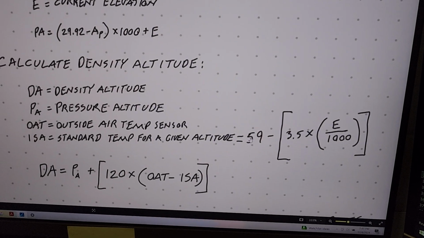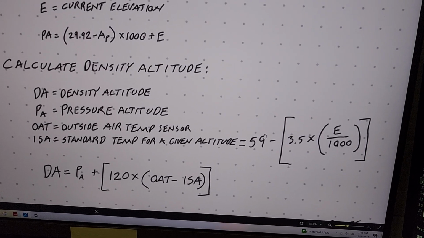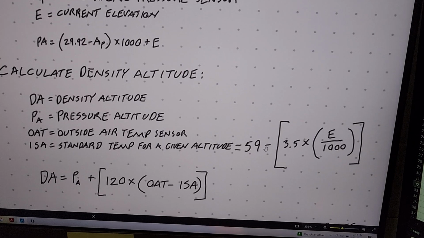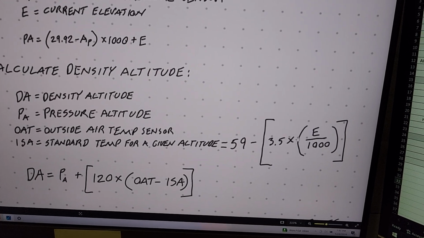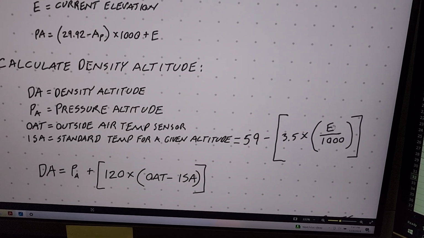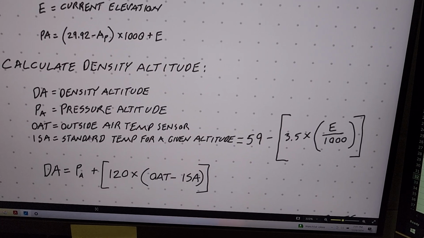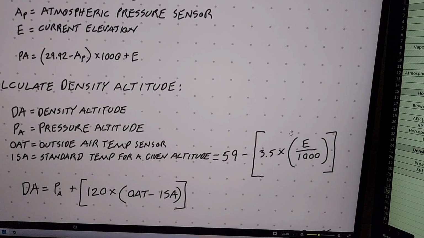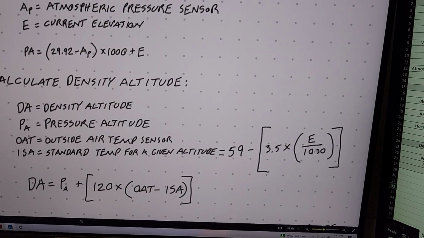So it's going to be 59 degrees. This is Fahrenheit, not Celsius. 59 degrees Fahrenheit minus, then brackets again. So the first thing you're going to do is elevation. This is your current elevation that you're at. That's this E up here, current elevation. Divide that by 1,000.